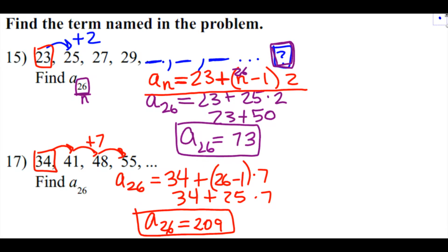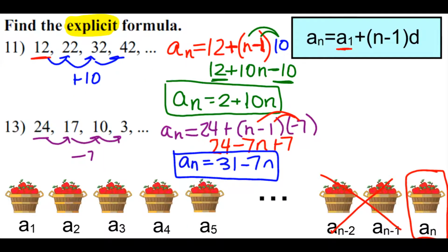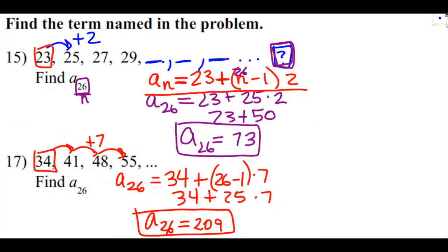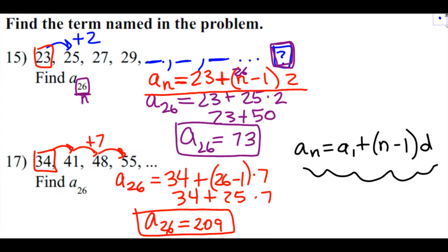Now again, if you're confused, we went back and we used this formula: An equals A1 plus n minus 1 times d. That's all it is. You're going to need that formula out, so make sure you write that down somewhere on your paper, because that's what I used.